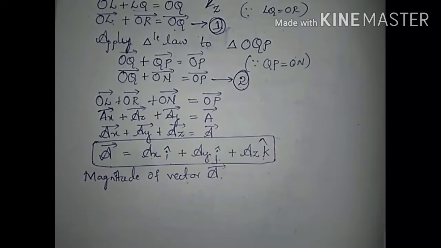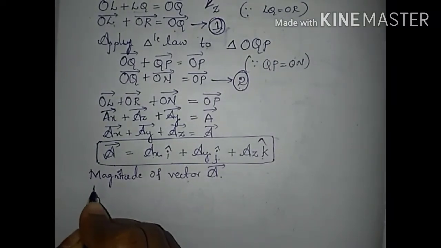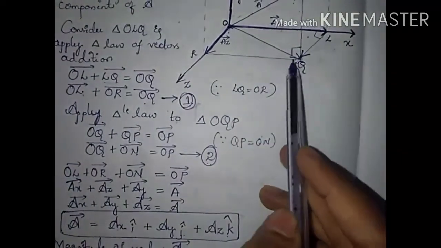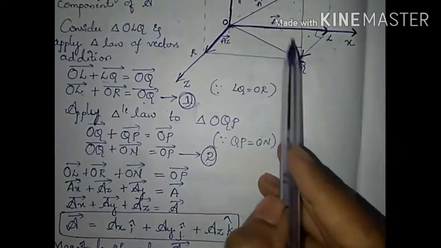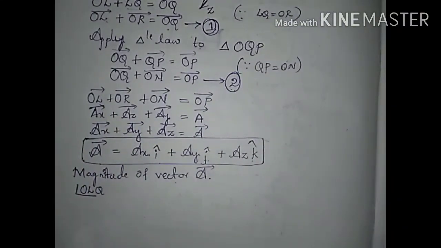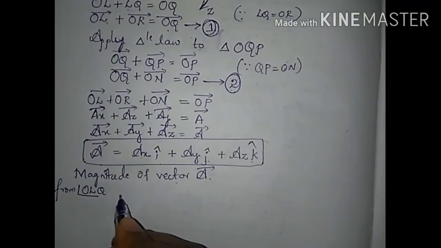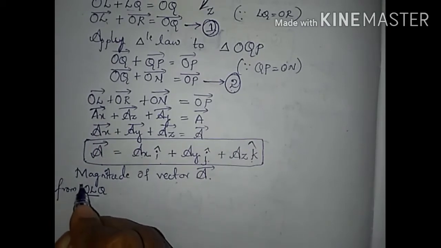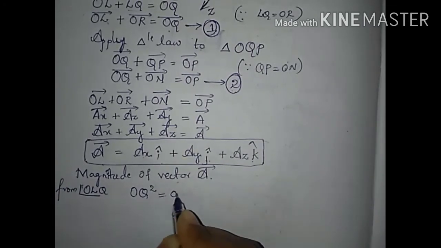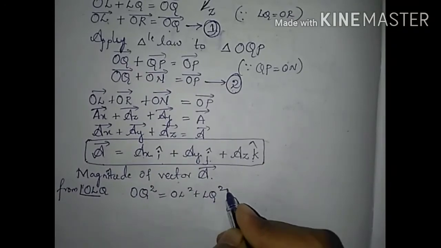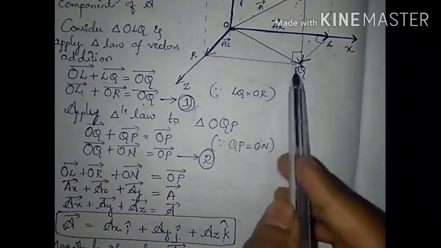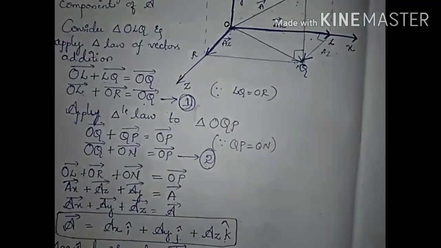To find the magnitude of vector A, first we have to consider the right angle triangle OLQ. From this triangle, OQ square will be OL square plus LQ square. So this is equal to what? AX square plus AZ square.